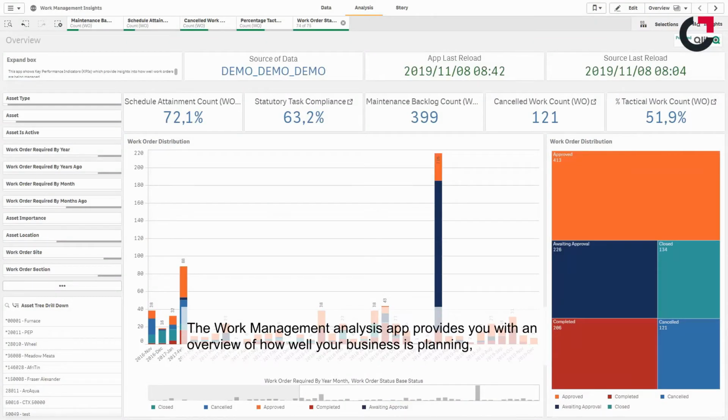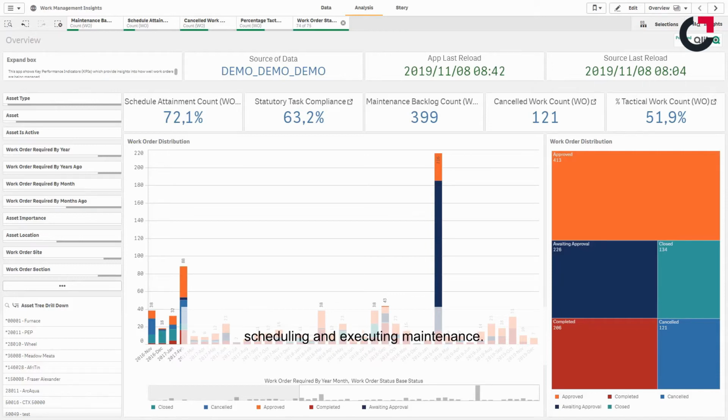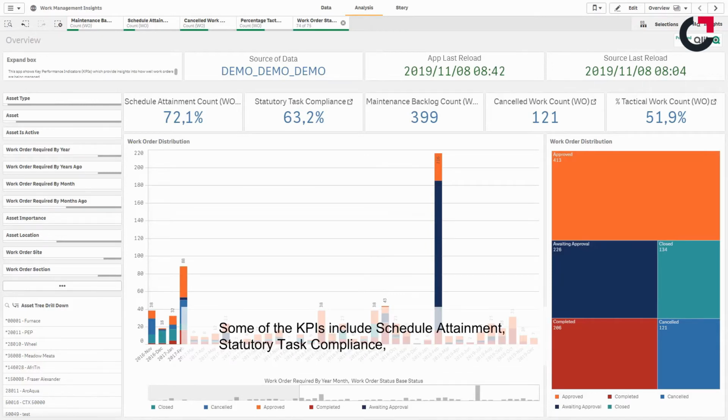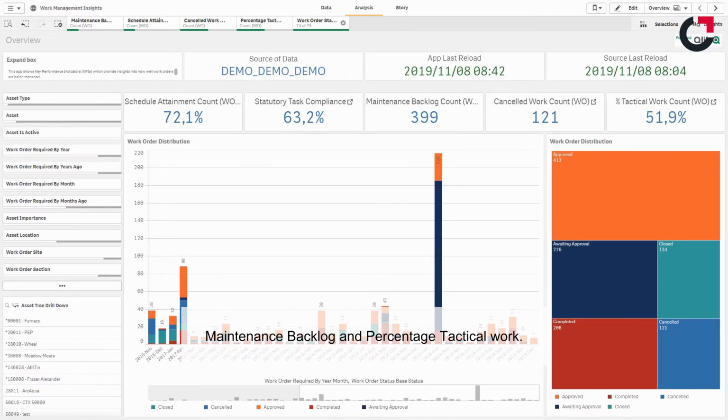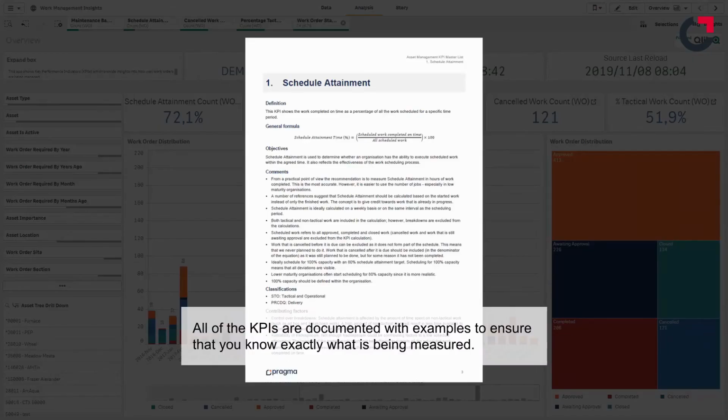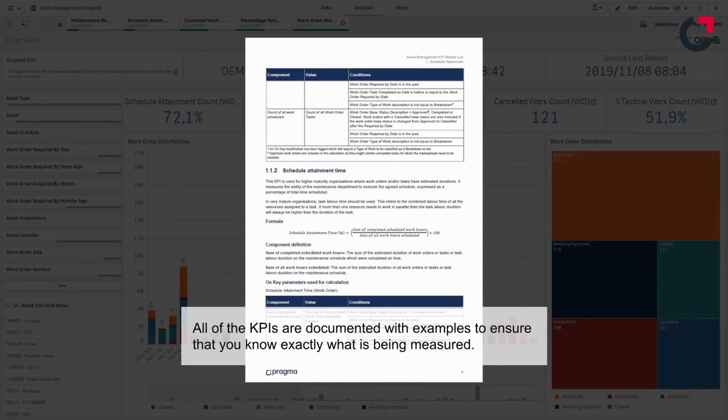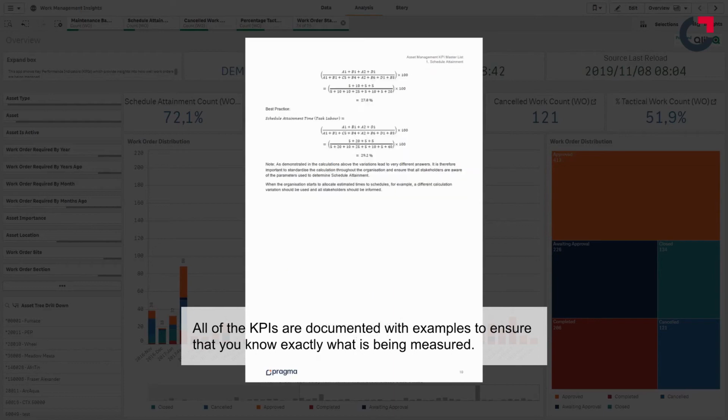The Work Management Analysis app provides you with an overview of how well your business is planning, scheduling, and executing maintenance. Some of the KPIs include schedule attainment, statutory task compliance, maintenance backlog, and percentage tactical work. All of the KPIs are documented with examples to ensure that you know exactly what is being measured.